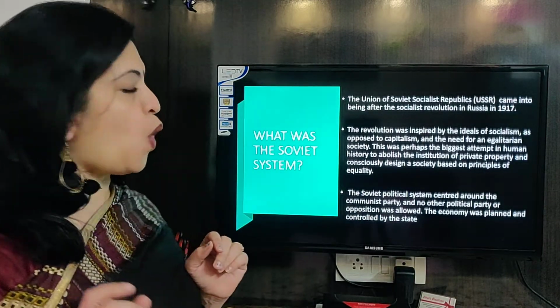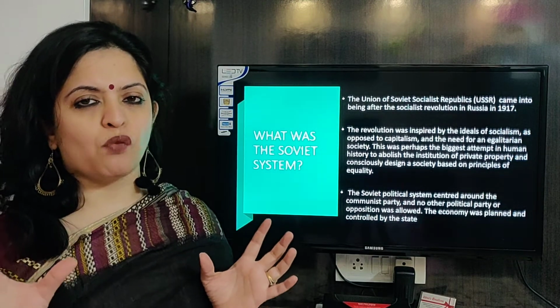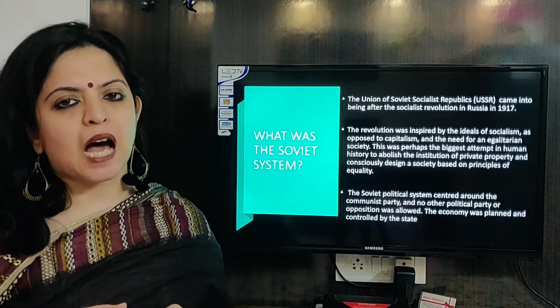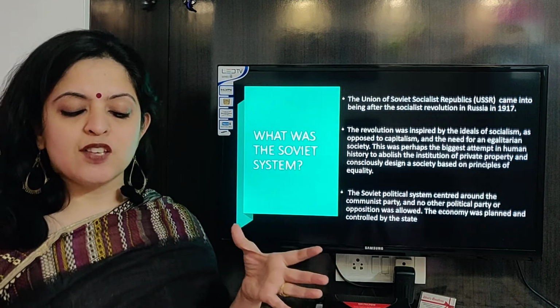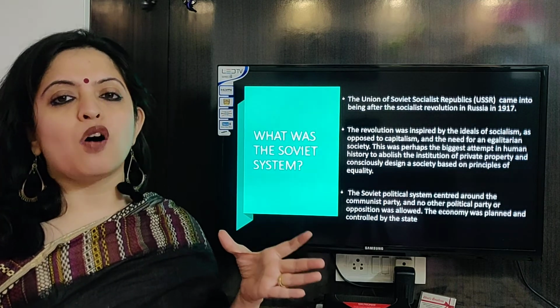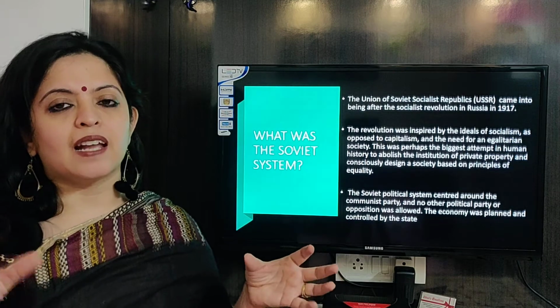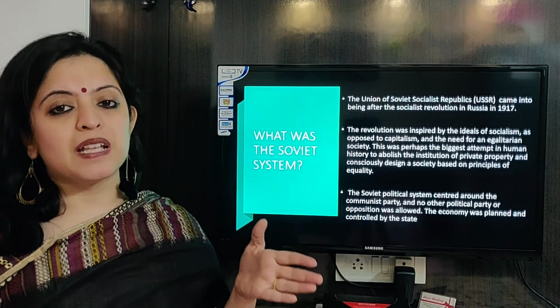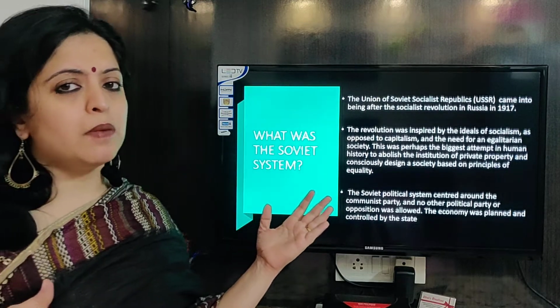It says what was the Soviet system. It is very important to remember what the Soviet system was. Soviet system से हम क्या समझते हैं? Soviet system का मतलब एक ऐसी सोसाइटी जहां पे लोग चाहते थे कि सोसाइटी is based on the principles of equality. Okay, egalitarian society. Egalitarian society का मतलब principles of equality. I'm just reading a little from the slide.